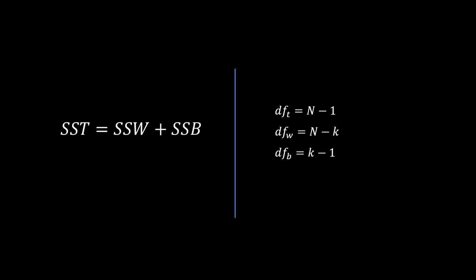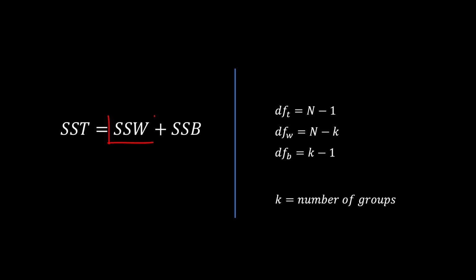Let's start on the right side of the slide with the calculation for degrees of freedom. We really don't use degrees of freedom total, but if you're interested, it's equal to the sample size N minus 1. Within groups, degrees of freedom is equal to the sample size, again, capital N, minus k, where k is the number of treatment groups. Between groups, degrees of freedom is equal to k minus 1.